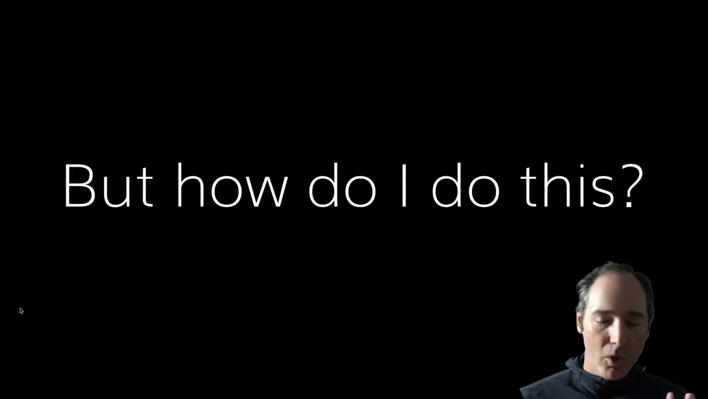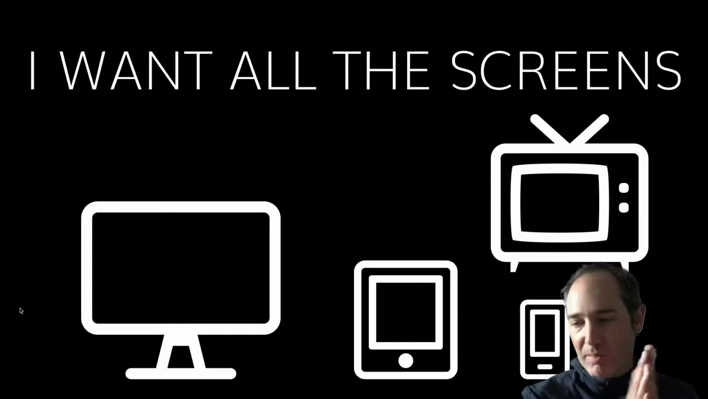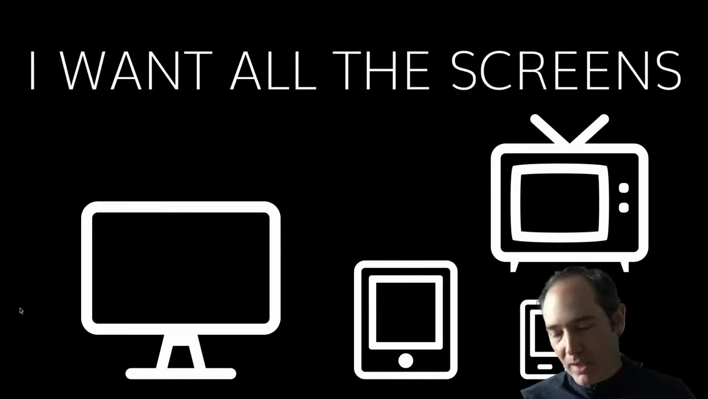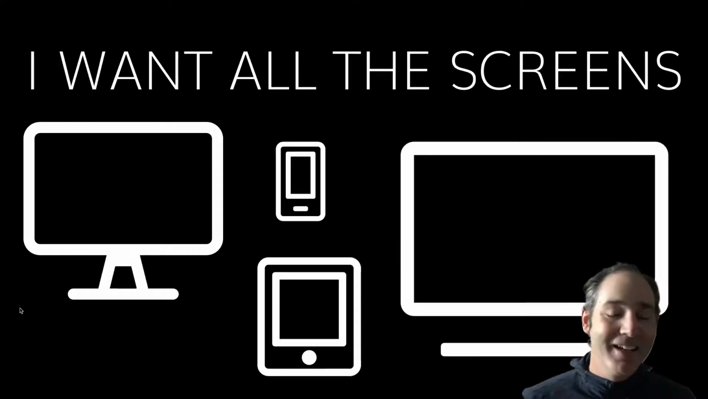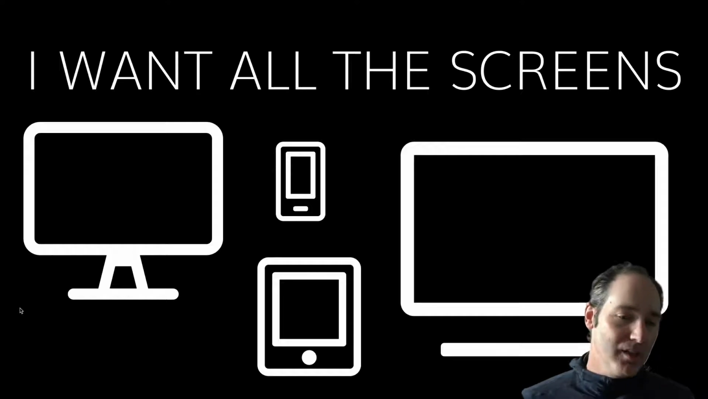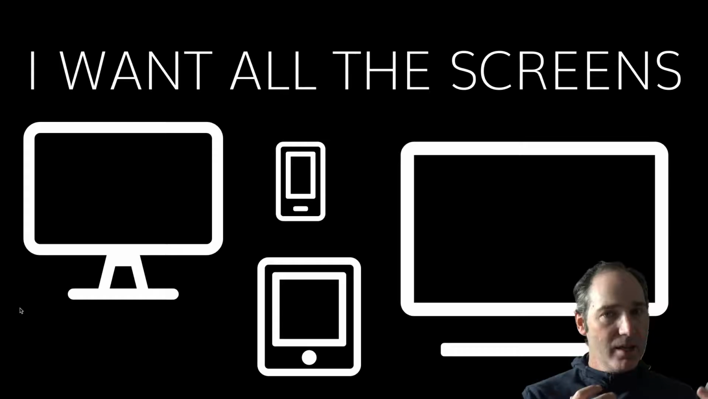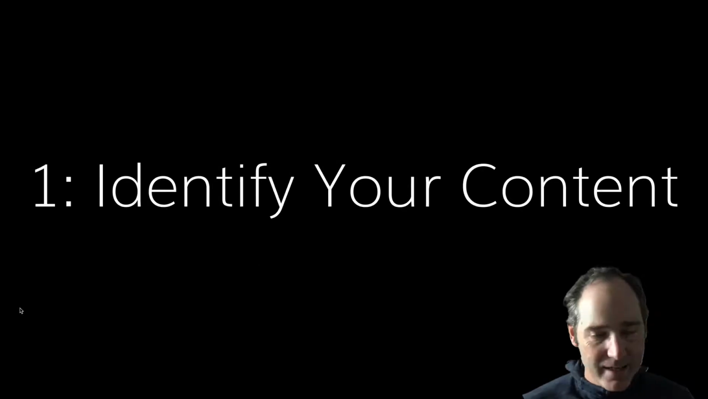You want to have all of this content on all these screens, right? I want all the screens. I want my desktop, tablet, phone, even the TV. In fact, let's upgrade the TV. Let's get a new smart TV, because that's where we really want this content. So that's the thing. Every screen is smart. Every screen has the capability to show digital content. So let's figure out how we can get that content in a hub so we can send it to all the different screens. Step one is to identify the content.